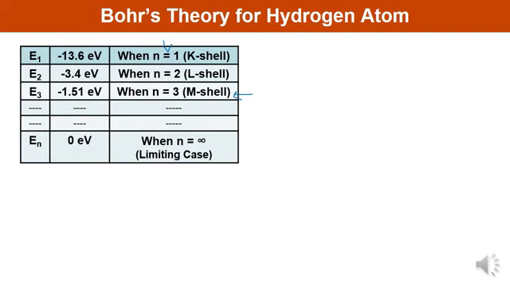But when you are calculating for the nth level, you can see this term n is in the denominator. So when n is infinity, this energy level value will be 0 electron volt, and that is the limiting case in the energy level representation.